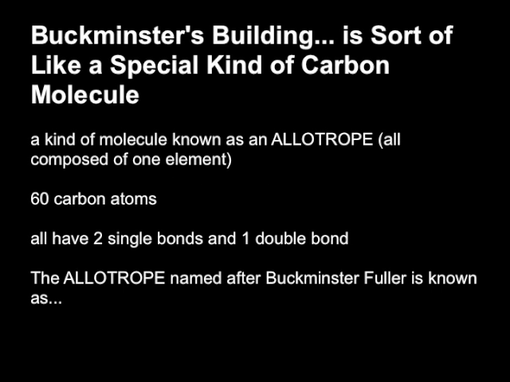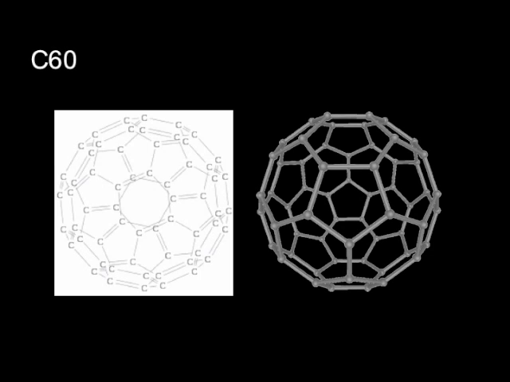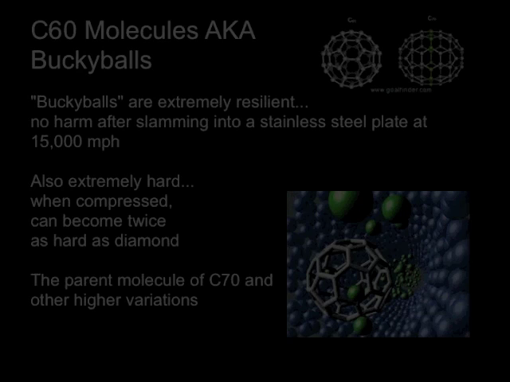Alright, check this out. Buckminster's building is sort of like a special kind of carbon molecule, a kind of molecule known as an allotrope. Allotrope just means a molecule is composed of all one element. In this allotrope that we're about to discuss, there are 60 carbon atoms, all of which have 2 single bonds and 1 double bond. The allotrope is named after Buckminster Fuller, and it is known as the buckyball, or C60. In this picture, you can see the 60 carbon bonds in 2 different forms.